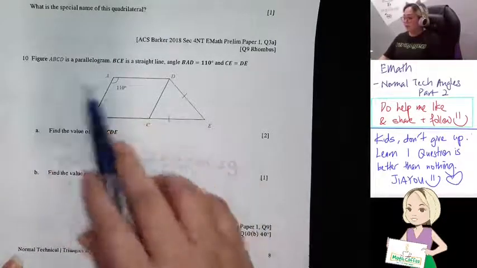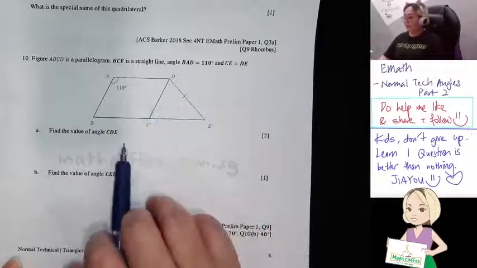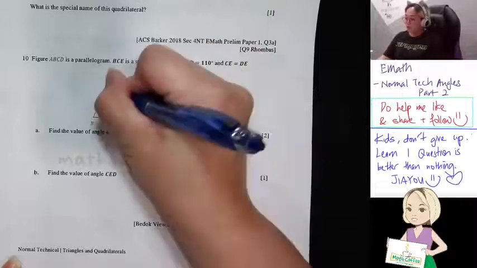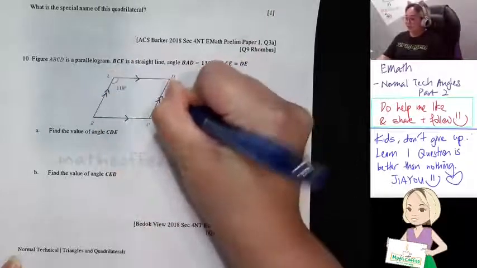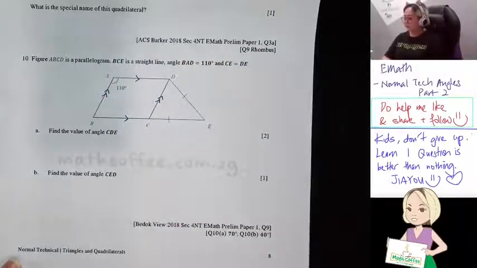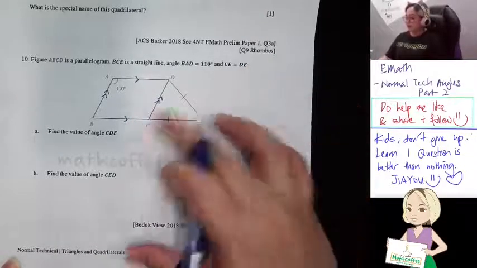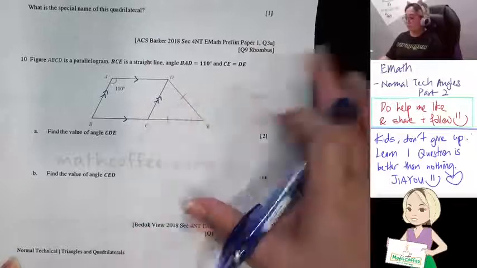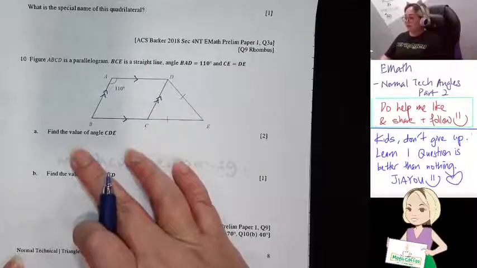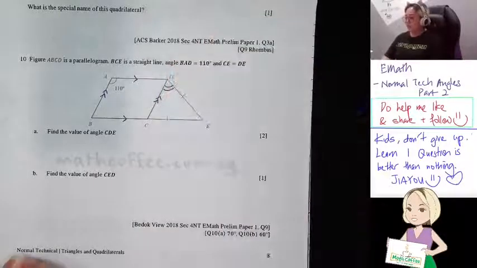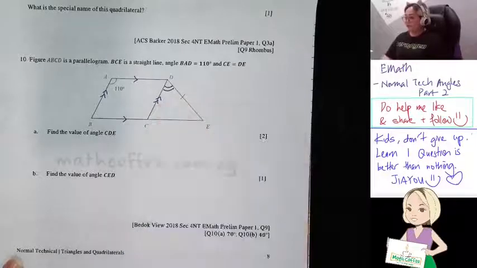Parallelogram. Okay, they tell me ABCD is a parallelogram. For this question, they did not put in the arrow. So I will always put in the arrow to remind myself of parallel lines. Okay. 110 they put in already. They tell me CE equals to DE. Okay, they already put for me the marking. So my task is to find angle CDE. So I'm supposed to find this angle over here. Okay. So how are we going to find this angle over here?